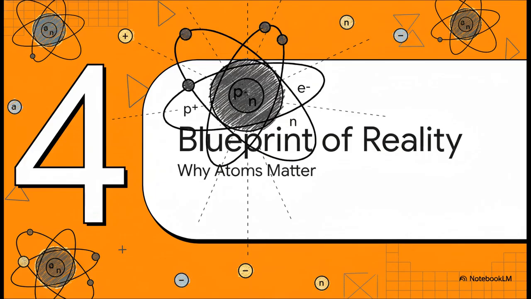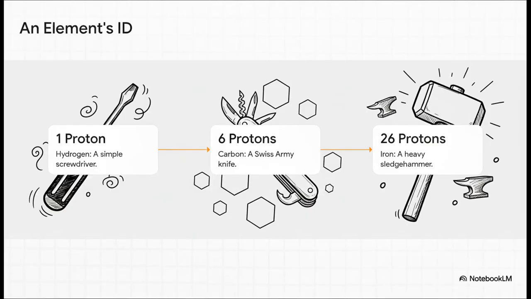Okay, so we've got our crew. Protons, neutrons, and electrons. We've got a super dense nucleus and a whole lot of empty space. But why does any of this matter? Well, because this simple 3-part structure is literally the blueprint for everything in the universe. The identity of any element comes down to just one thing, the number of protons. That's it. One proton gets you hydrogen, a basic but essential element, kind of like a screwdriver. 6 protons gives you carbon, the super versatile building block of all life, like a Swiss Army knife. 26 protons, now you've got strong, heavy iron, a sledgehammer.